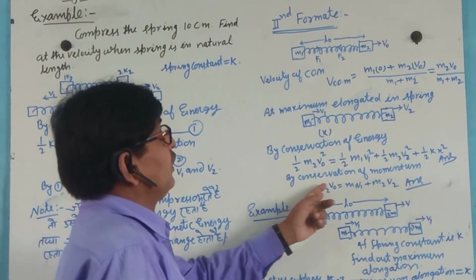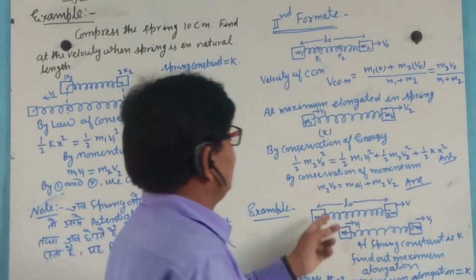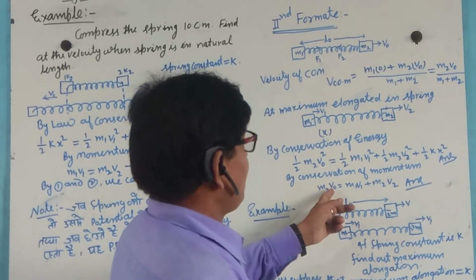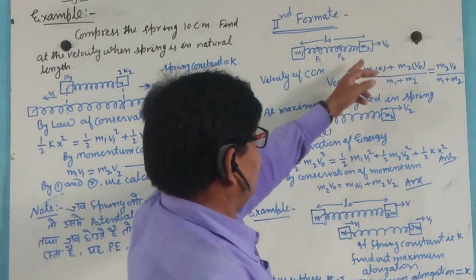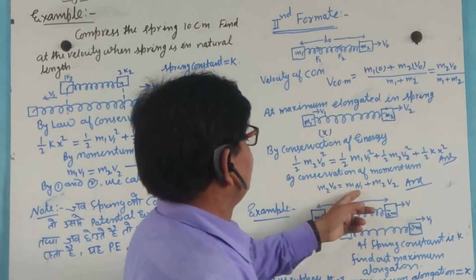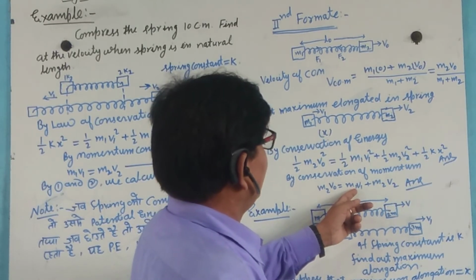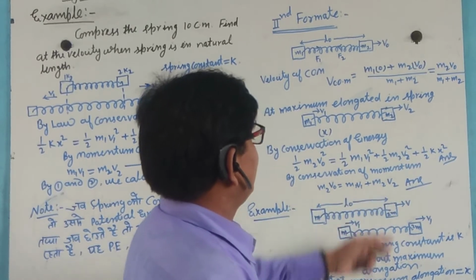Now, by conservation of momentum in this case, the initial momentum m2 v0, because the velocity v0 is applied to mass m2, equals m1 v1 plus m2 v2, the momentum of mass m1 and the momentum of mass m2.